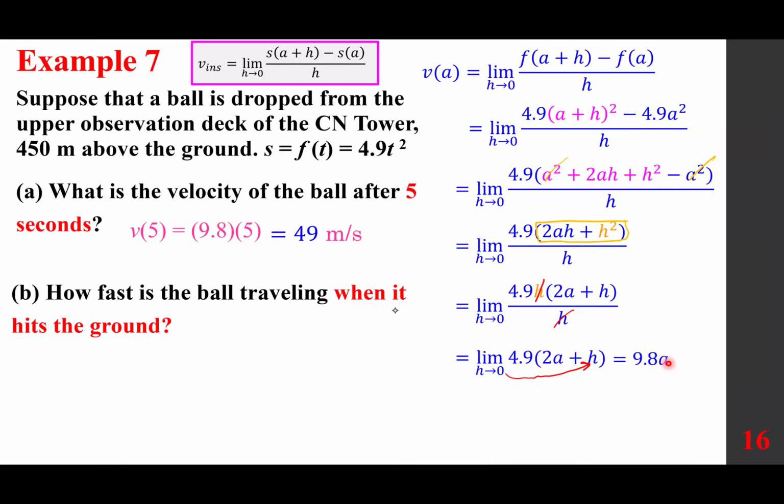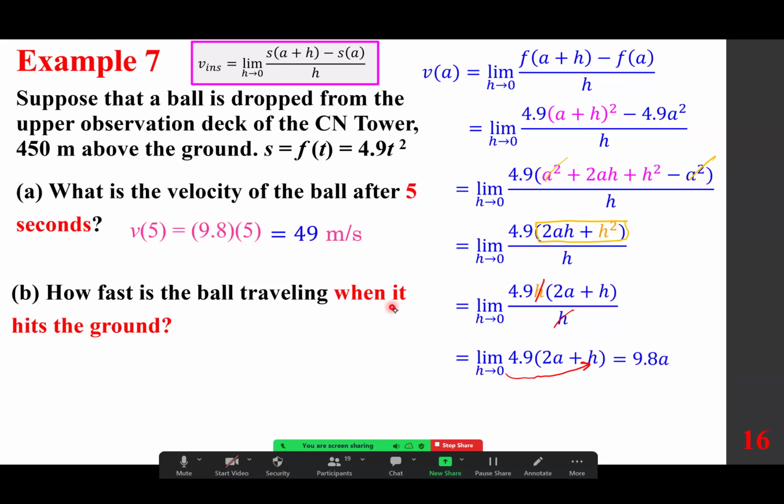How fast is the ball traveling when it hits the ground? Well, when it hits the ground, this distance function covers 450 meters. So we set it equal to 450. Divide both sides by 4.9. t squared is 91.837. And t is the square root of this number, plus or minus, and we're going to keep the plus only. So t becomes 9.6 seconds.